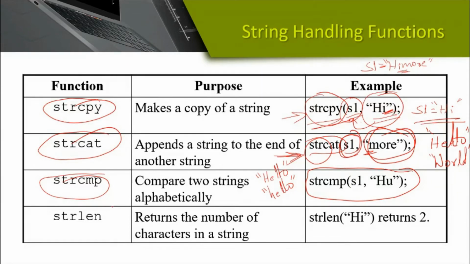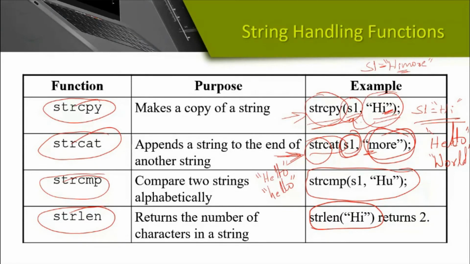Then the last of the four string handling functions that we have to discuss is strlen, string length. Str stands for string and len stands for length. So it is string length. It returns the number of characters in a string. So if we write it like this, strlen(hi), it will return 2 because it is having only 2 characters, h and i. These are the 2 characters counted by strlen.